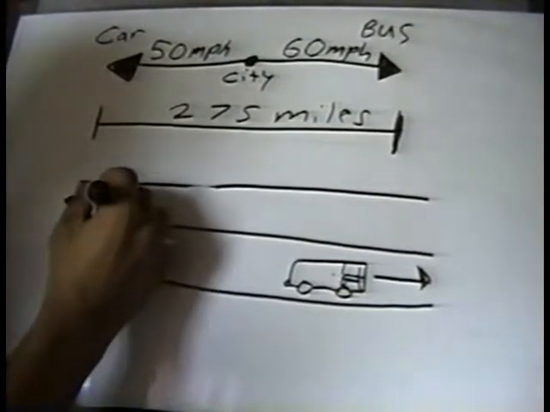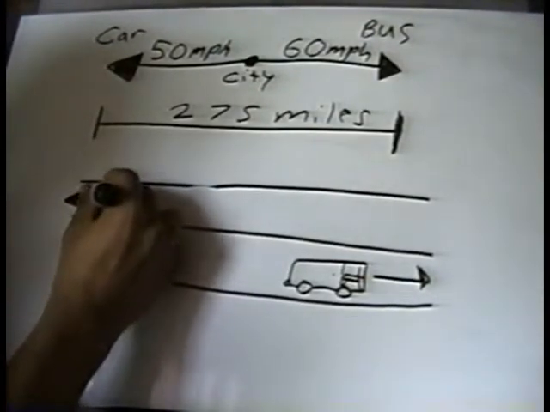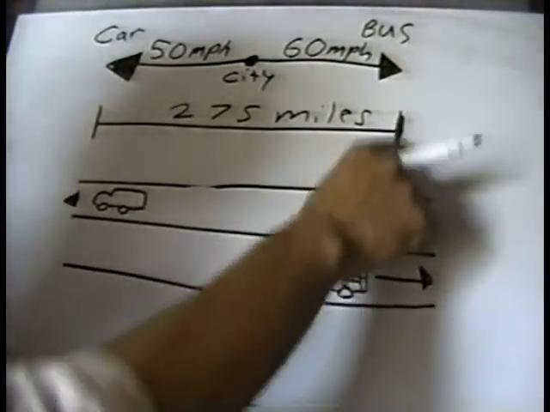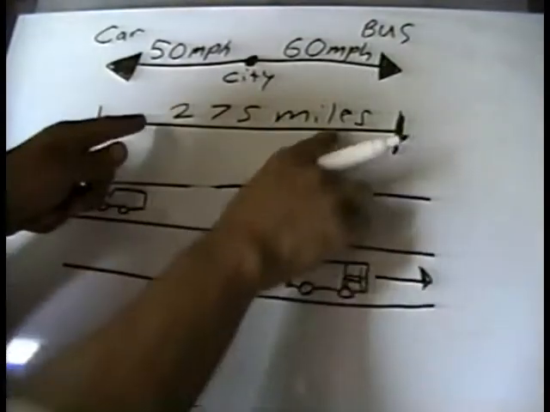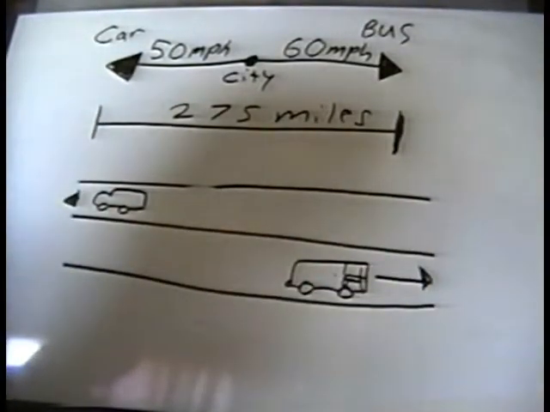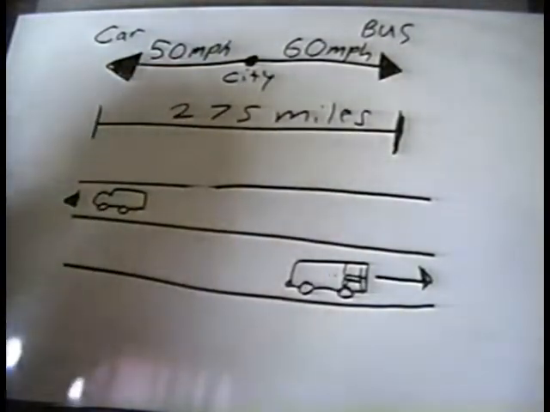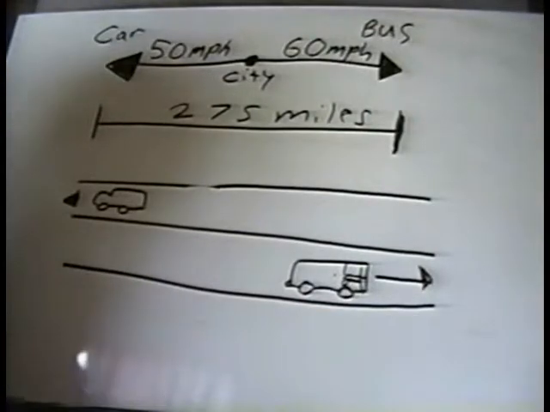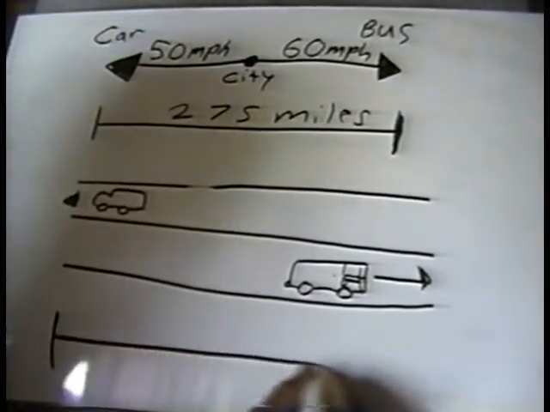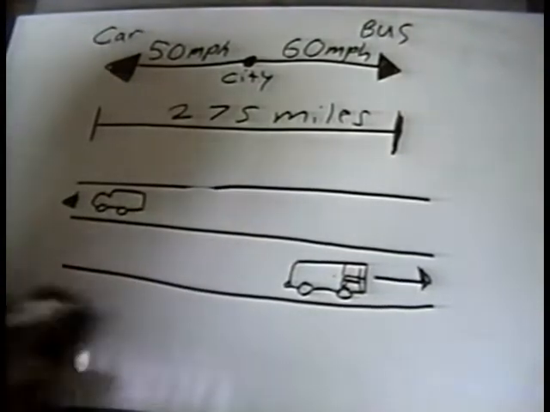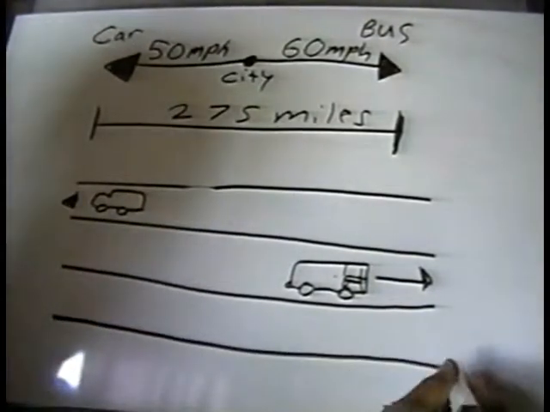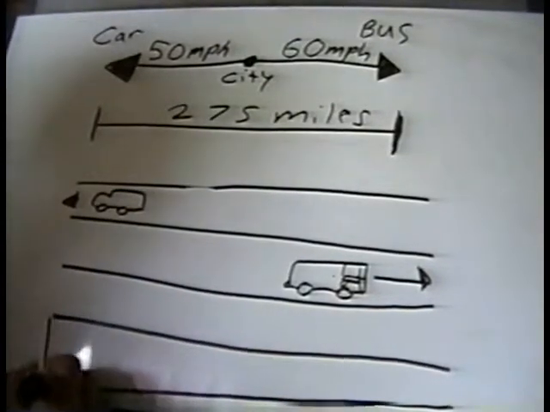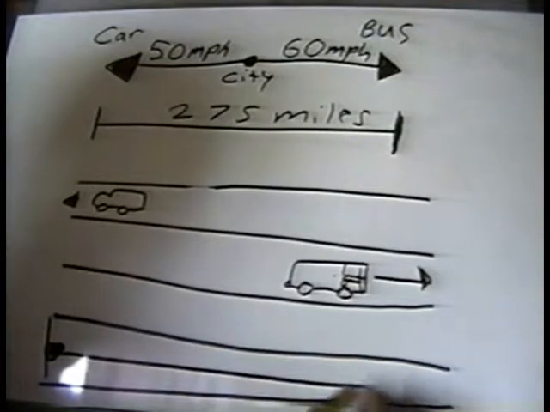Now if we add these, it'd be the same as if, see, we could add the motions. See, eventually they're going to travel to this. Let's say this represents 275 miles. I'm going to draw the car over here actually. Let's say at this point, the bus here and the car here are 275 miles apart.